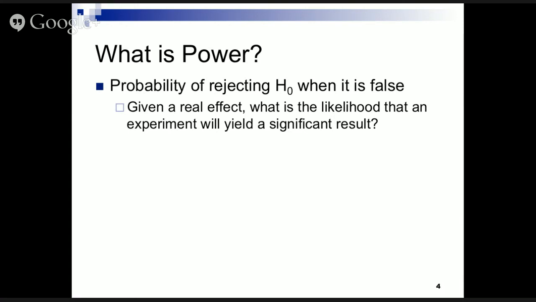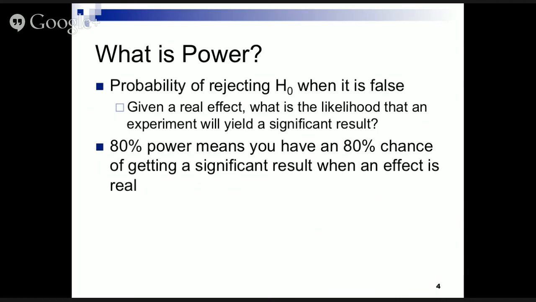Given a real effect, what is the likelihood that an experiment will yield a significant result? So 80% power means that you have an 80% chance of getting a significant result when an effect is real. Going back to my example, if I ran 100 studies looking at height differences between men and women, and I had 80% power in each of those studies, that would mean that 80 of those 100 studies would show a significant result.